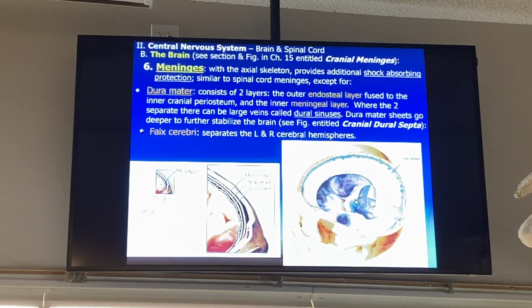There's a few places where the two layers separate. And where they separate, there is a large vein known as a dural sinus. Now, these dural sinuses have specific names. You don't have to know them for Lecture Exam 3. But wherever the two layers of dura mater separate, there is a large vein called the dural sinus. Okay, one of the potentially large essays for Lecture Exam 3 is the CSF tracing, which is why I tried to put some of this up there. CSF tracing. CSF comes from blood, and it ends in blood, and where it ends in blood is the dural sinuses.